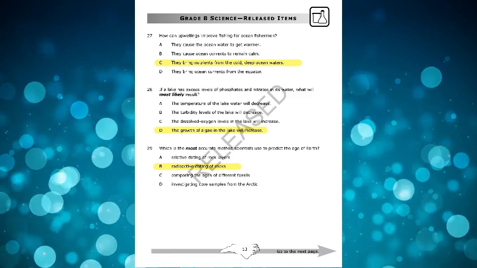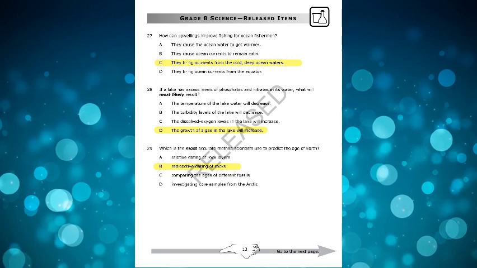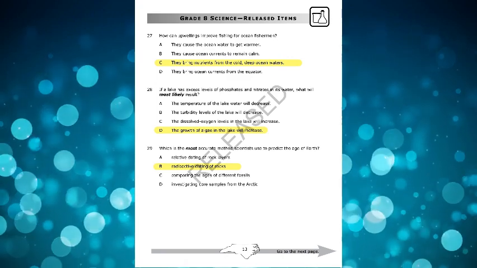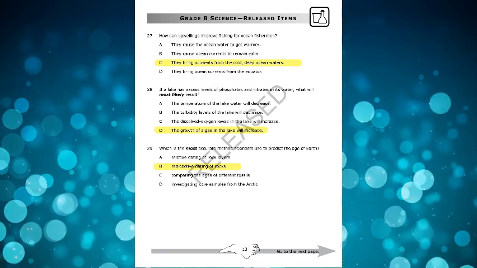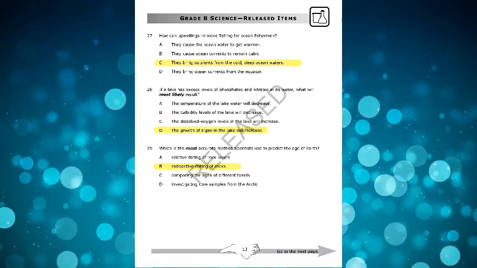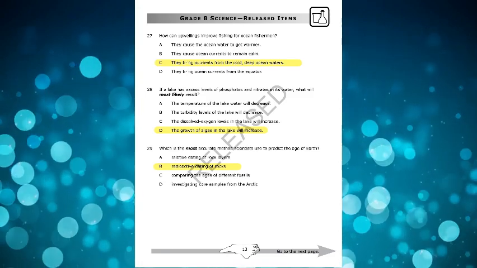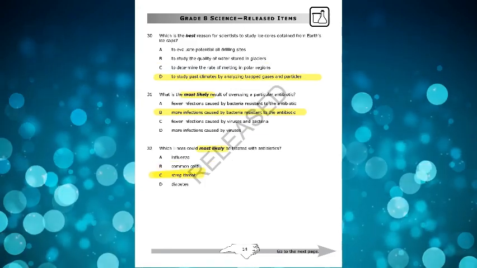29, which is the most accurate method scientists use to predict the age of Earth, and that would be radioactive dating of rocks. So remember, that's when you're using things like the half life. You're looking at uranium, you're looking at the half life of rocks, and so that's the most accurate. Now, relative dating could also be used, but that's not nearly as accurate.